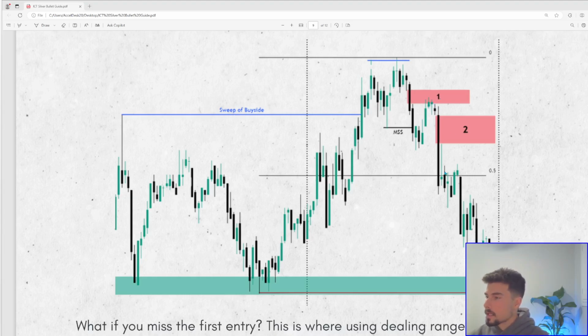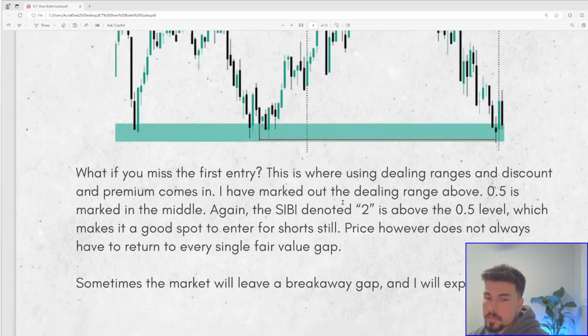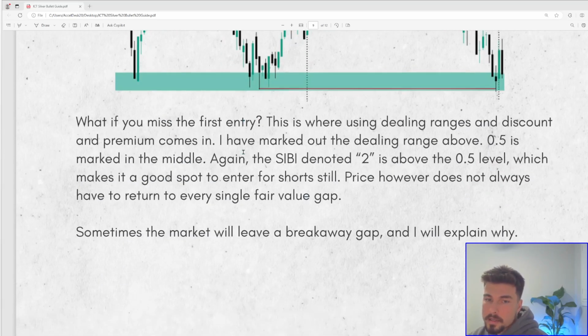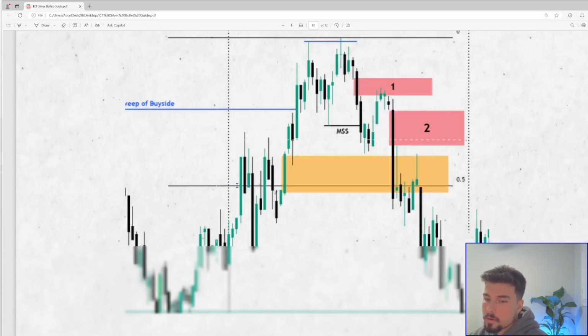But you might want to wait for the extra confirmation. And unfortunately, price doesn't always let you enter after we've created this massive down close candle. So let's talk about it. Now, what if you miss your first entry? Now, this is dealing ranges. And again, we've denoted the number 2 above the 0.5 level. And let's talk about why this forms and how you could anticipate this to form.